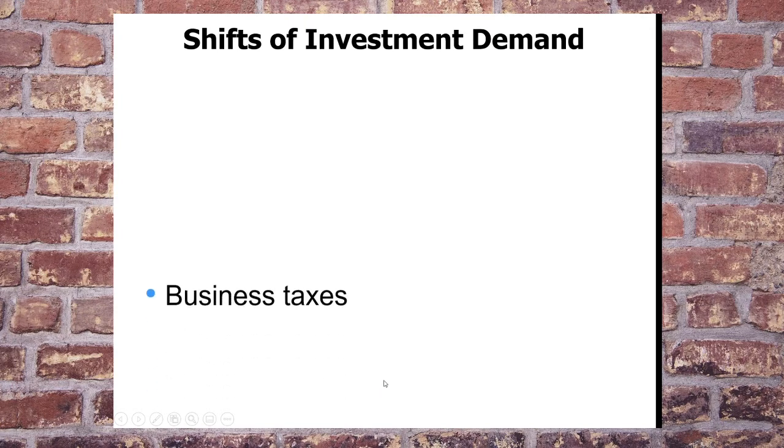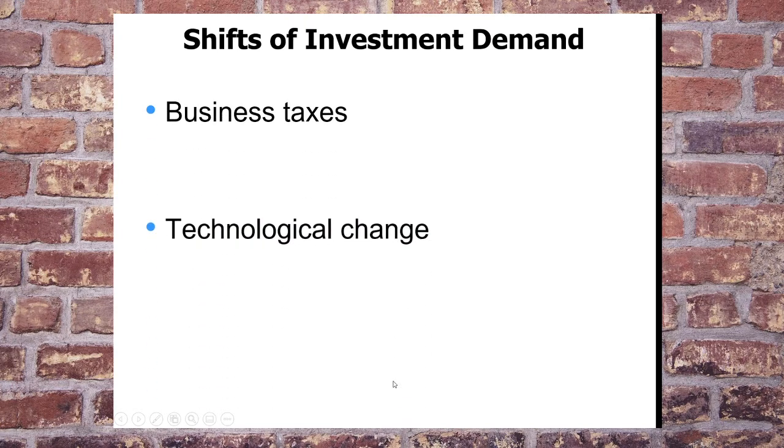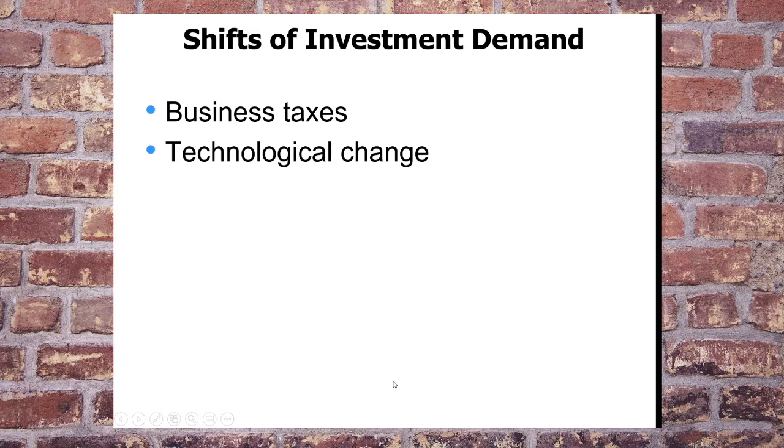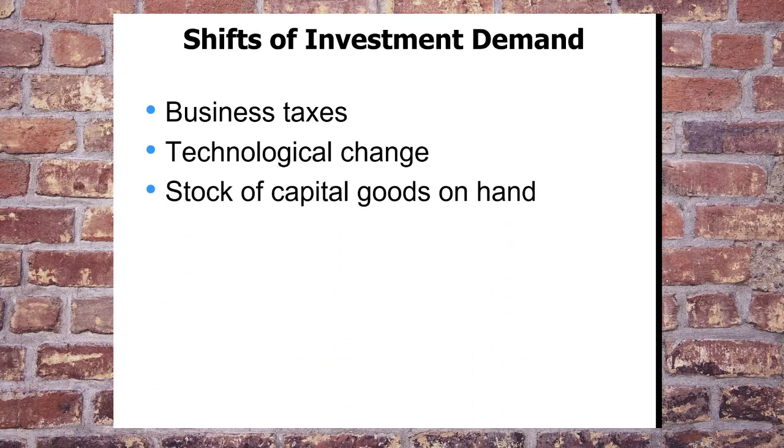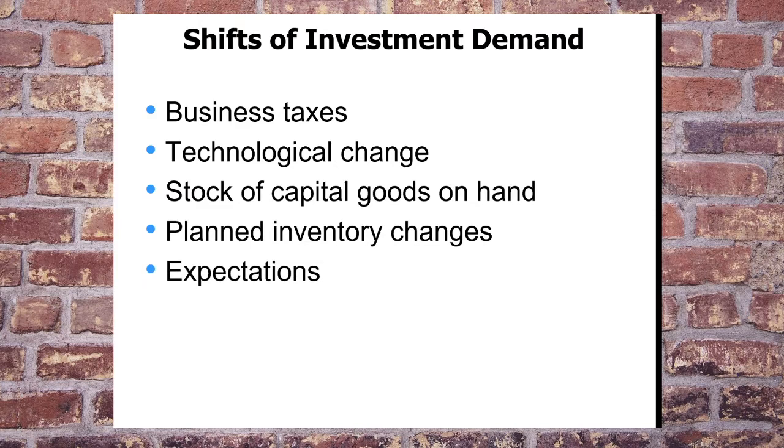How do we shift investment? One of the ways is for business taxes to get cut, okay? Maybe technological changes. Stock of capital goods on hand. If there are fewer capital goods on hand, you may be more likely to build more capital and things like that. If you want, remind me to give you an example about the dot-com era to explain stock of capital goods on hand. All right, then planned inventories, and the favorite of all, expectations.